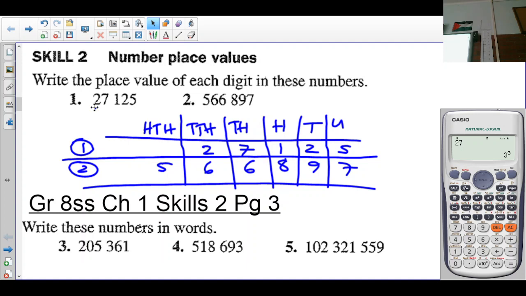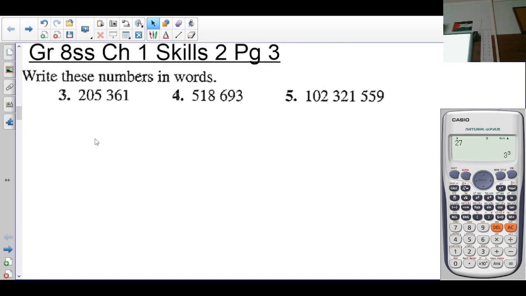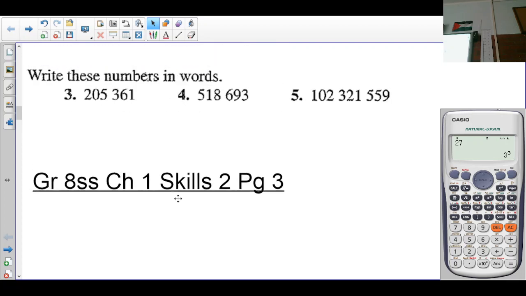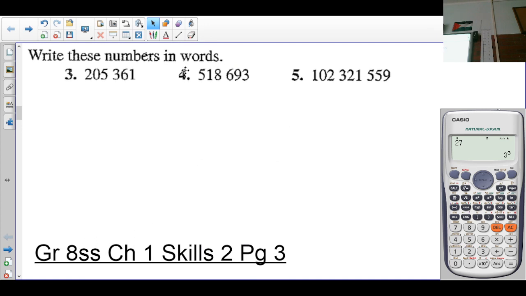Then the question says, number 3, remember we're still busy with skill 2. Write these numbers in words. So can you say that number? What is number 3 in words? 205,000. Now who couldn't have said that? Can you all say this? You're going to get an exam now. You all can say this.